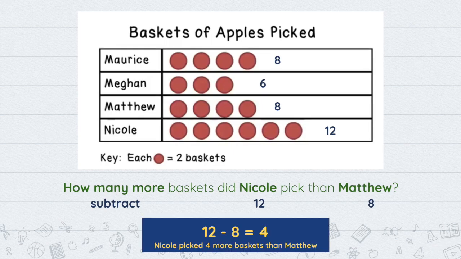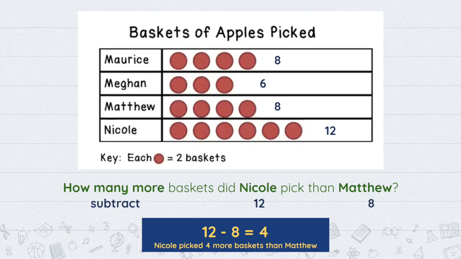So 12 take away 8 equals 4. How many more baskets did Nicole pick than Matthew? Nicole picked 4 more baskets than Matthew. You see how I get all the words from the question to write my complete sentence? That's how I do it.